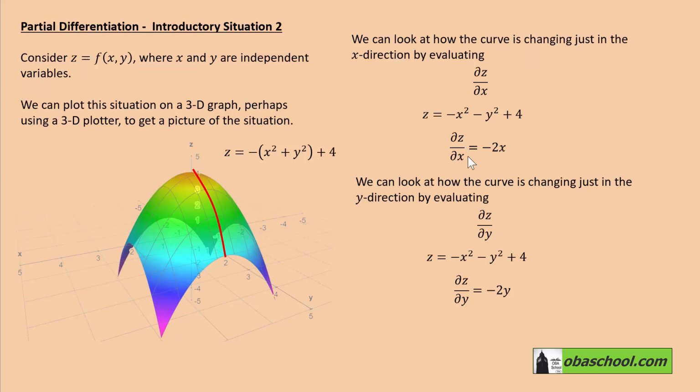Both dz/dx and dz/dy are 0 at this point just here, where x and y are both 0. And because it's negative 2x and negative 2y, as we move away from that point, we can see the gradient is sloping us downwards. And that's why we end up with a maximum.